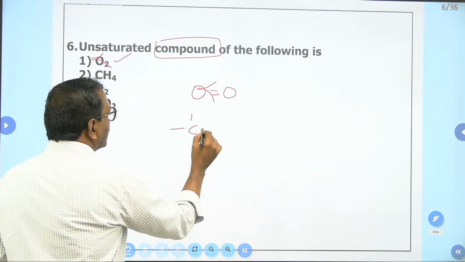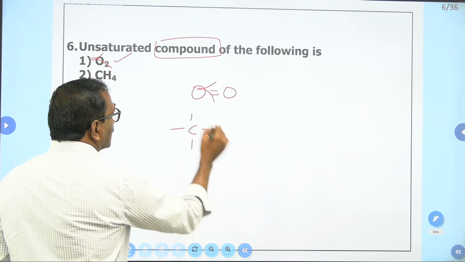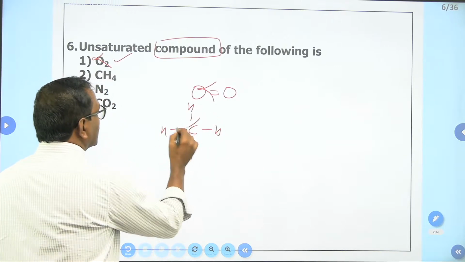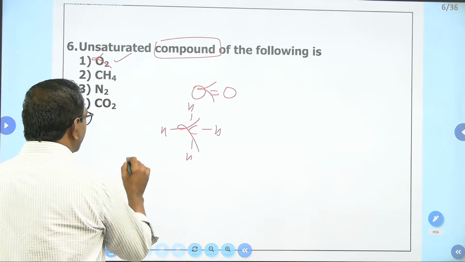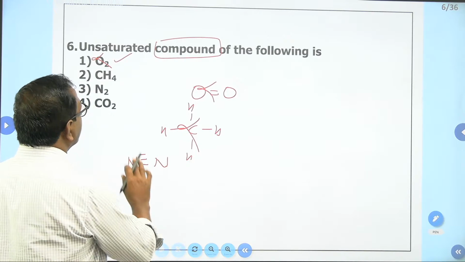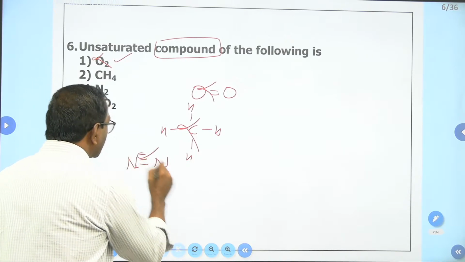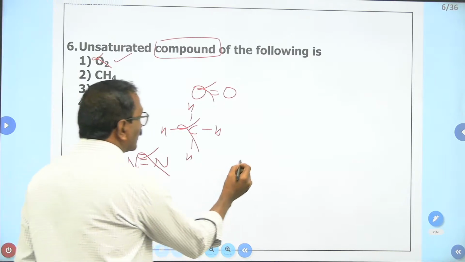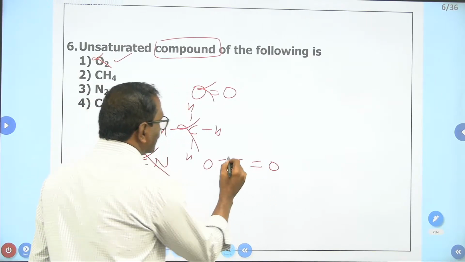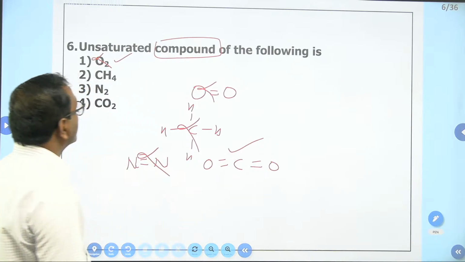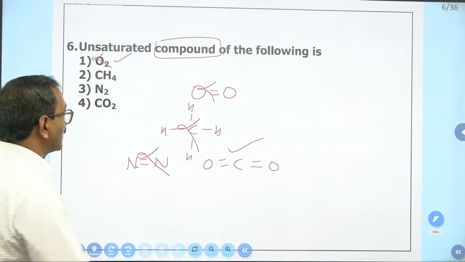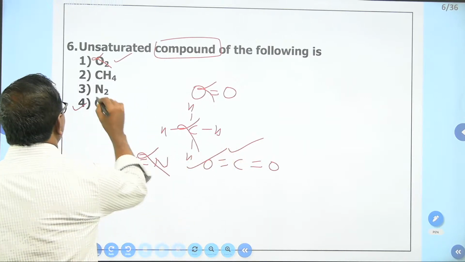Methane has only single covalent bonds between carbon and hydrogen. This is a saturated compound, so it is also not correct. In N2, a triple bond is present between the two nitrogen atoms. This is an unsaturated elemental molecule, also not correct. In CO2, between the carbon and oxygen on either side, a double bond is there. Hence, this is an unsaturated compound. CO2 is the right answer here.